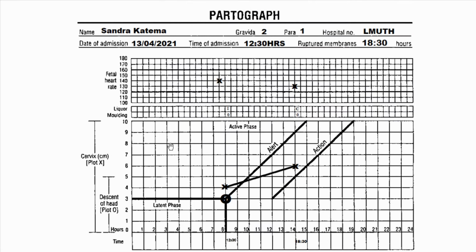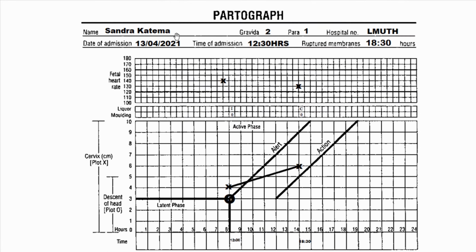So remember that this woman, you fill in her name, so it's Sandra Katema. She's G2 para 1. She came into Levy Mwanawasa University Teaching Hospital. Her date of admission was the 13th of April, and her time of admission was 12:30 hours. Remember, this woman came in at 4 centimeters dilated. Remember that the partograph is often opened at 4 centimeters dilated. That's where you start your plotting from. So you're going to start your plotting at 4 centimeters here. So this is in the active phase of labor and not really the latent phase of labor.